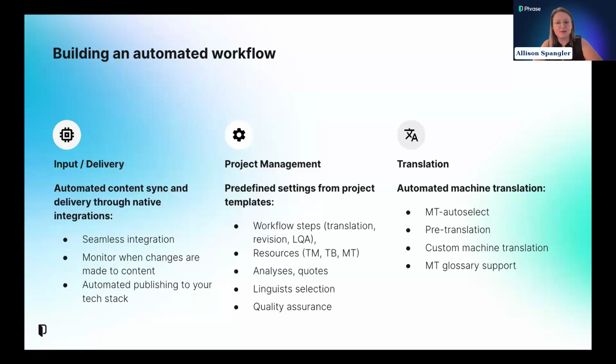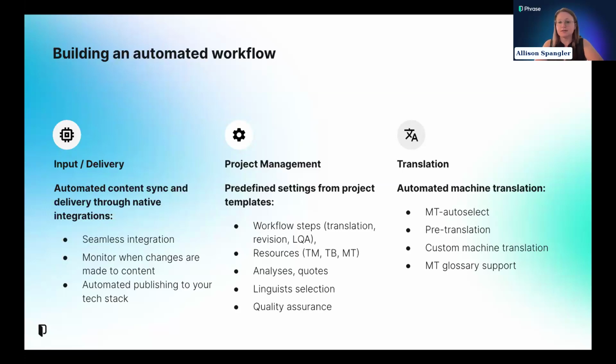And then project management, the second element, can be automated with predefined templates that are automatically applied by APC. And some of the elements that can be included in those workflow steps are the workflow steps themselves: translation, revision, quality assurance, LQA. You can also include your own resources like TMs, term bases, and your preferred machine translation engine that can be applied to the project. You can automatically produce analysis and quotes on job creation.